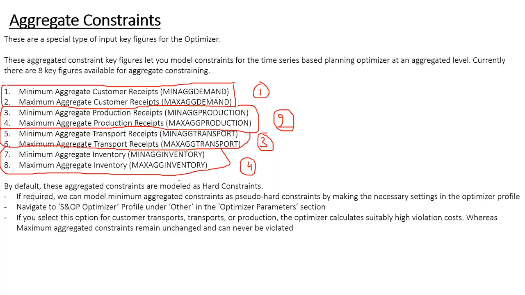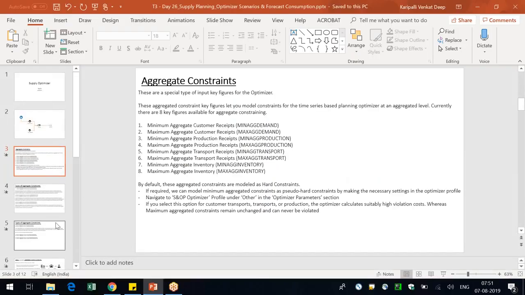Now you can ask a question: I have also seen another min and max key figures, like minimum production receipts and maximum production receipts. What's the difference between that and this? Yes, the naming convention is different. I could see aggregate coming into the picture, but what is the core difference? The core difference is that the minimum production receipts has to be maintained at its base planning level. What is the base planning level of minimum aggregate?